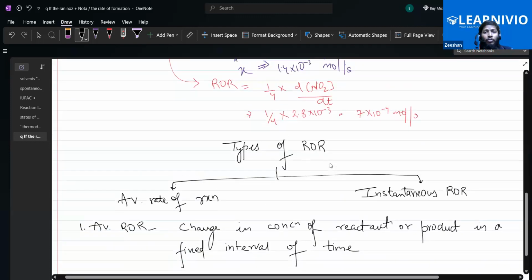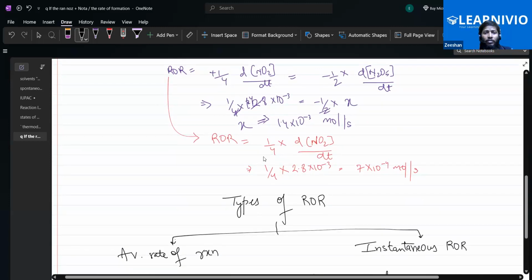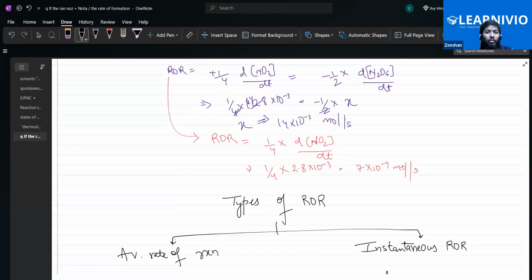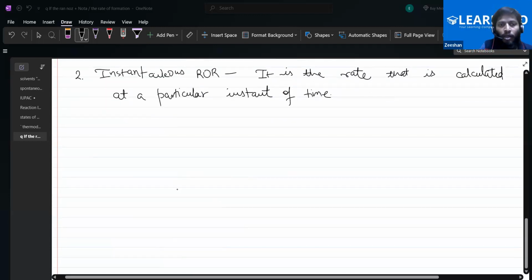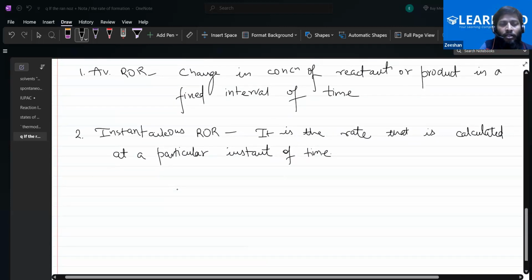Have you both noted this question on rate of reaction? If you revise now, then whenever you get confused, just do some questions. If you get the right answer, it's well and good, or compare with the solution, and you will be okay that this is how you have done the question. So now we will compare average rate of reaction and instantaneous rate of reaction.